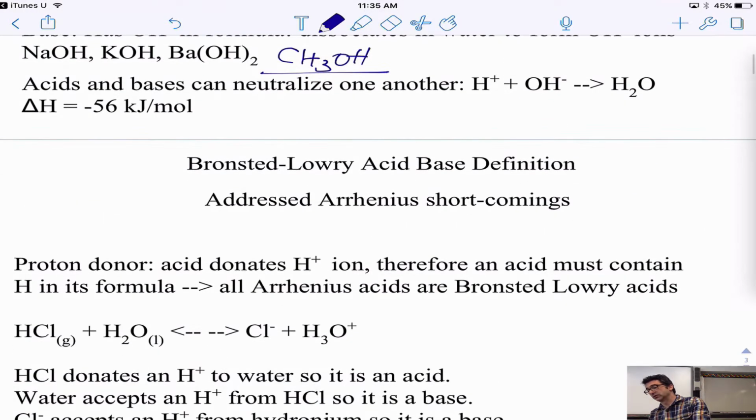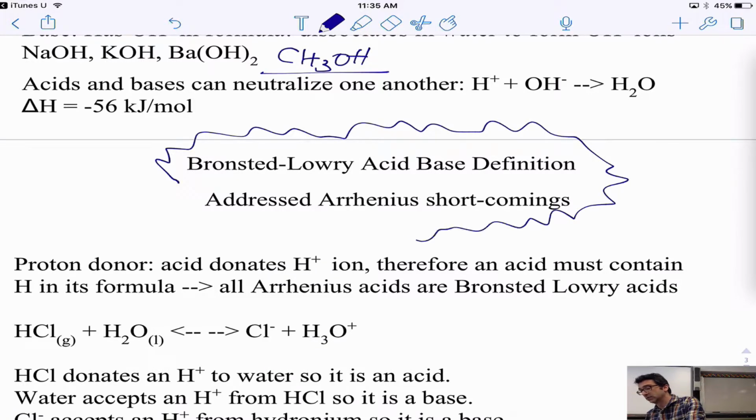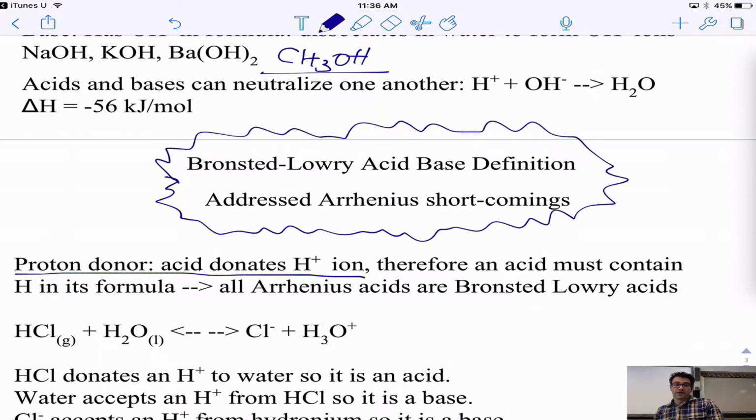The other definition, which is the one that we generally stick with, the one we see all the time and the one that you really need to know, is the Bronsted-Lowry. The Bronsted-Lowry treats acids and bases more like a reactive agent and defines the acid and base based on its reactivity. So HCl will react with water by donating an H+, and that's how they would define an acid: as an H+ donor. And the base would react with the acid, and that would accept H+.